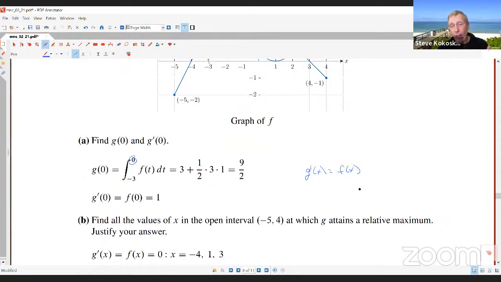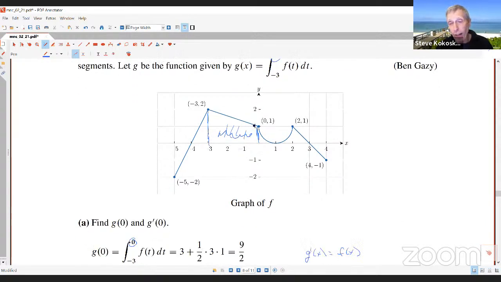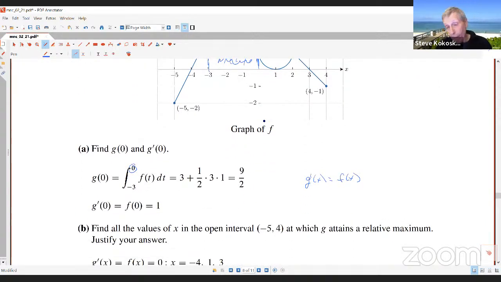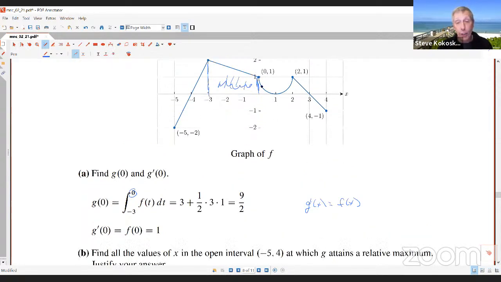That upper bound, if I can sneak back up here, is just x. It's not a function of x. So g prime of 0 is just f of 0. So I'm going to look on this graph. f of 0 is 1. That's pretty easy. That's pretty straightforward.